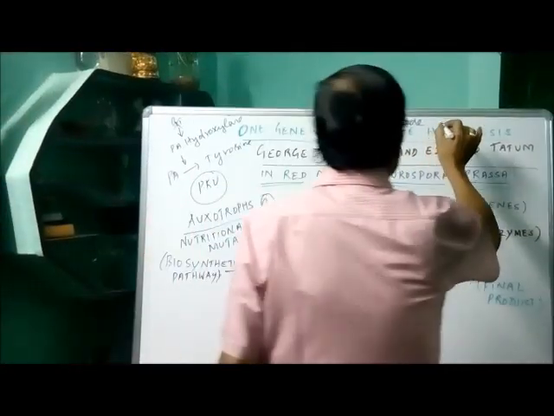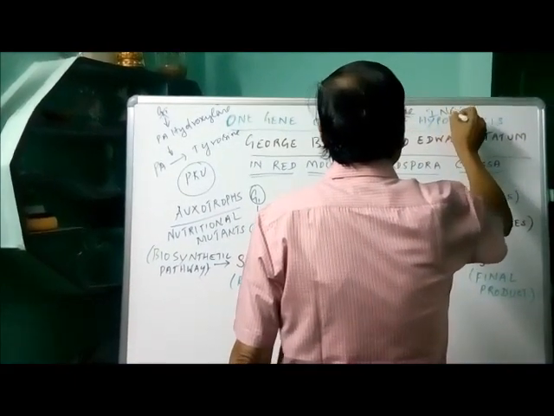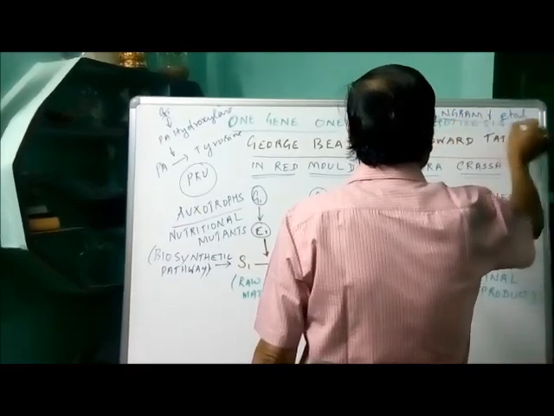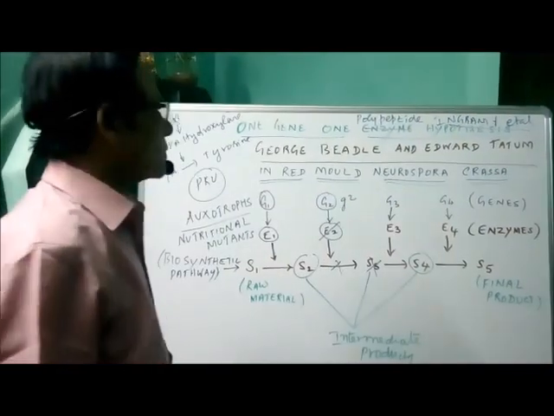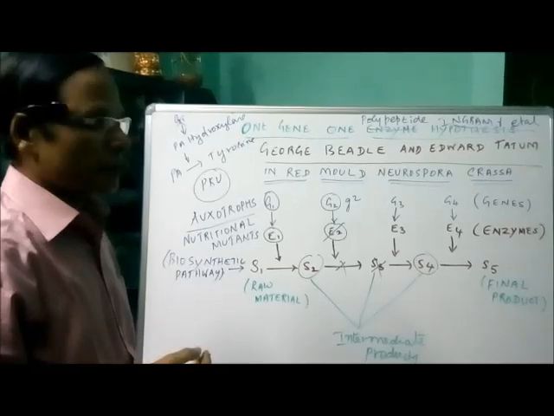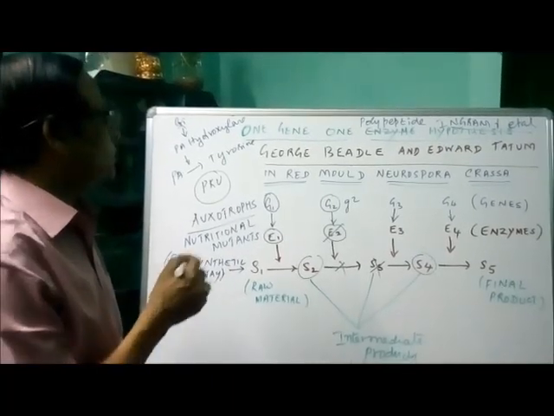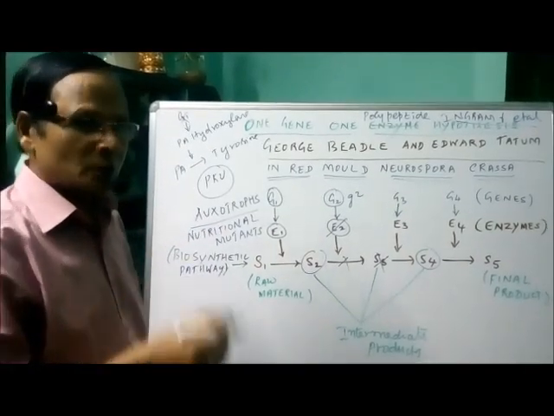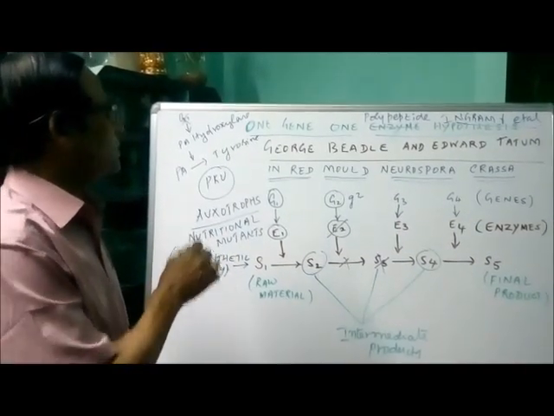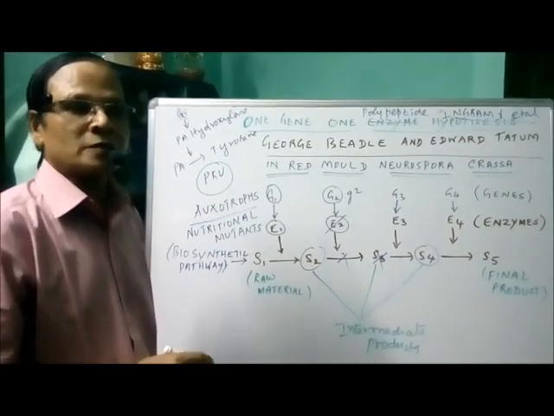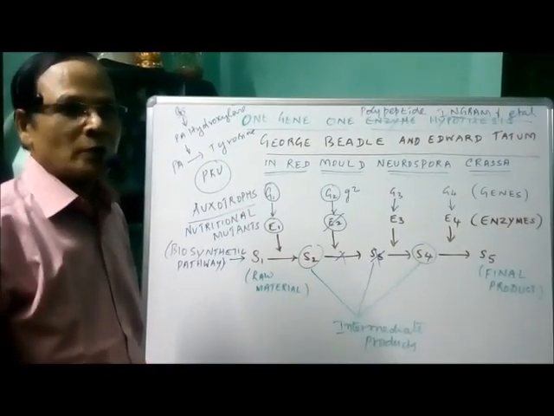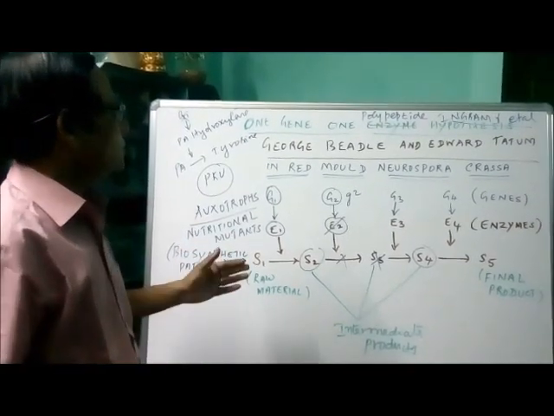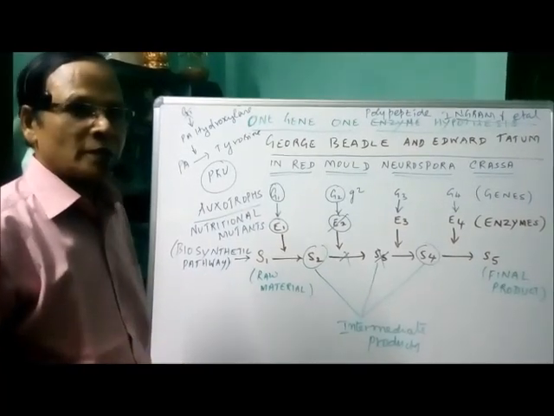This concept was proposed by Yanofsky and co-workers. Yanofsky et al. proposed a concept called one gene, one polypeptide. They modified the concept of the one gene, one enzyme hypothesis to one polypeptide. So one gene controls only one polypeptide because the enzyme is made up of a number of polypeptide chains, not only one. So this is a new concept, called one gene, one polypeptide, proposed by Yanofsky et al.